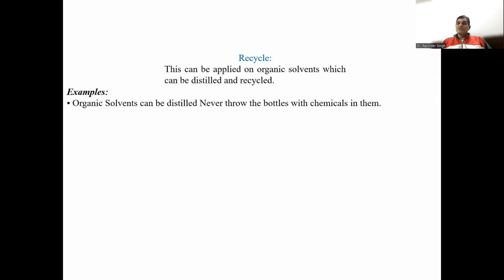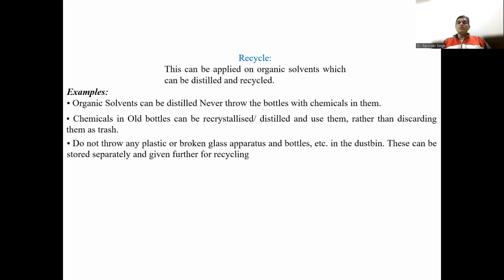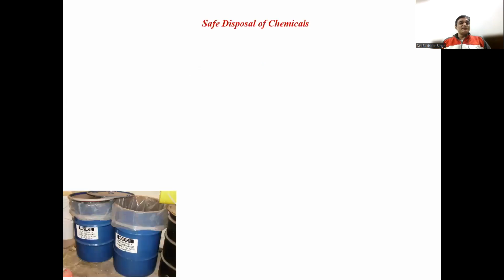Organic solvent can be distilled. Never throw away the bottles with chemicals in them. Chemicals in the old bottles can be recrystallized or distilled and used rather than discarded as trash. Don't throw any plastic or broken glass apparatus and bottles in the dustbin, because these can be eaten by stray animals, and that will be very harmful for their life. So always store them separately and give them for the recycling process.